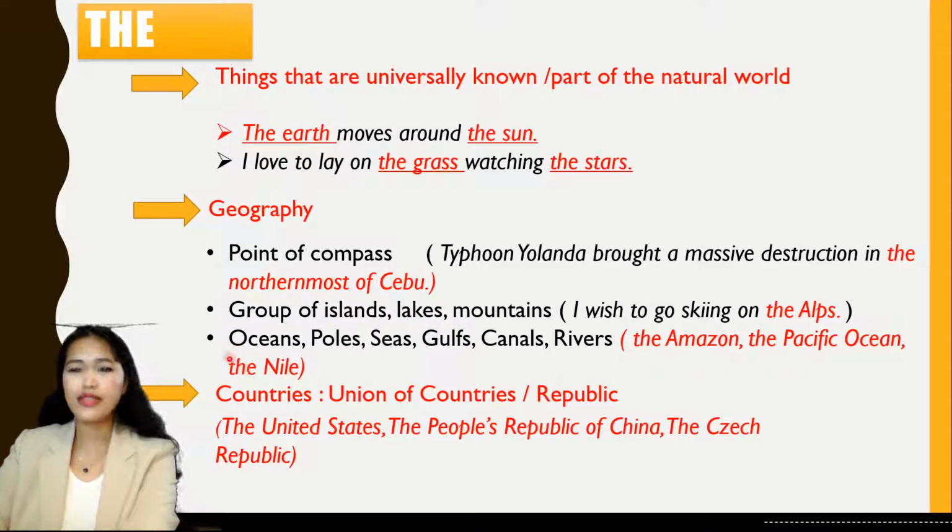Next we have the oceans, coasts, seas, gulfs, canals, rivers. So it's kind of a part of the natural world, natural resources: oceans, coasts, gulfs, canals, rivers. The Amazon, for example. We also say the Pacific Ocean, the Amazon.